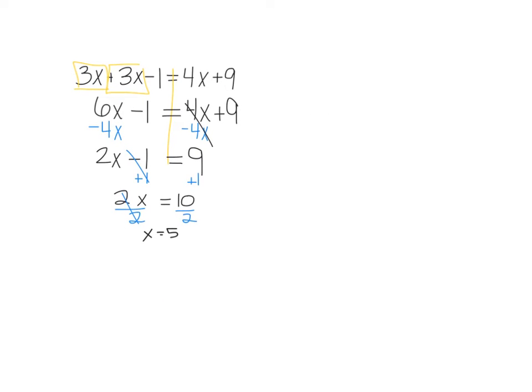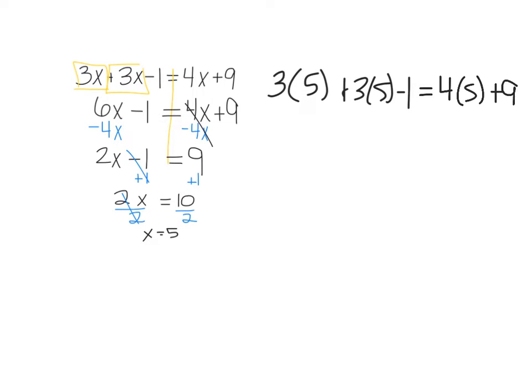I'm going to just kind of shrink it a little here. I'm going to do that pretty quickly. So I have 3 times 5 plus 3 times 5 minus 1. I'm going to run out of space. Equals 4 times 5 plus 9. And I know some people really don't like taking the time to check their solution, but I would recommend doing this every time because you'll know if you're right or not right off the bat.